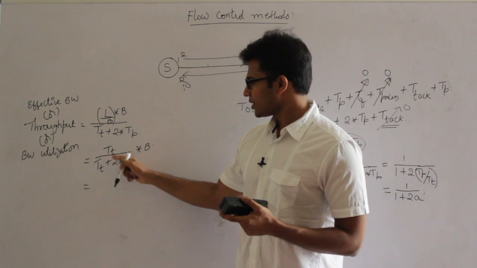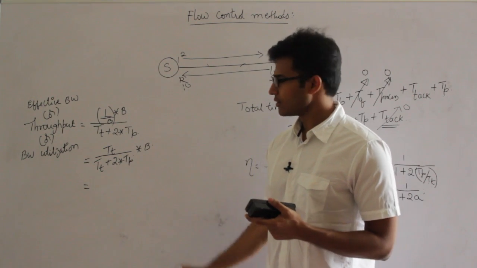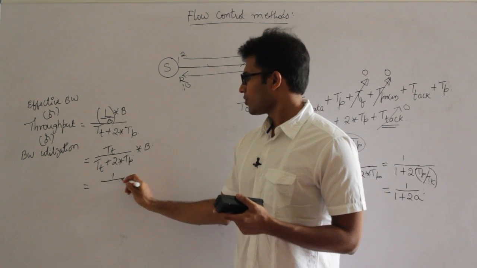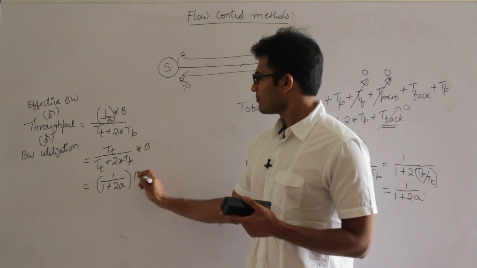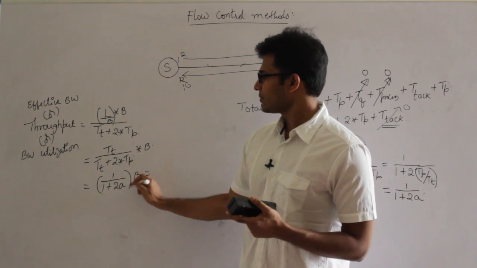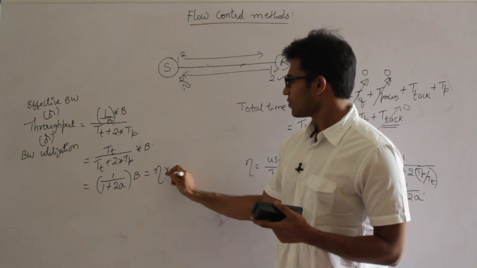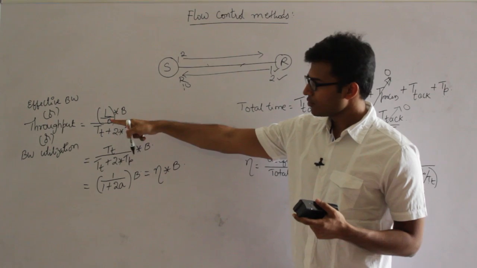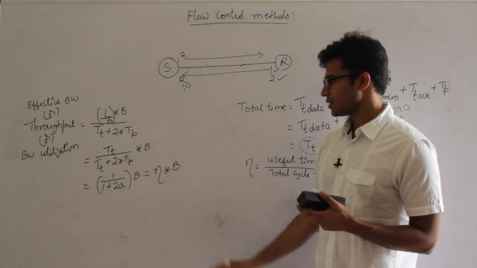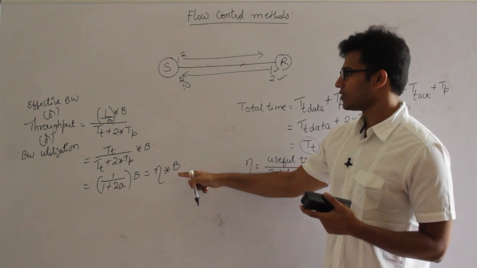Now you divide numerator and denominator using Tt. Then what do I get? 1 upon 1 plus 2a into bandwidth. So this is nothing but efficiency, right? Therefore, throughput is efficiency into bandwidth. So effective bandwidth or throughput or bandwidth utilization, it is always going to be efficiency into bandwidth.